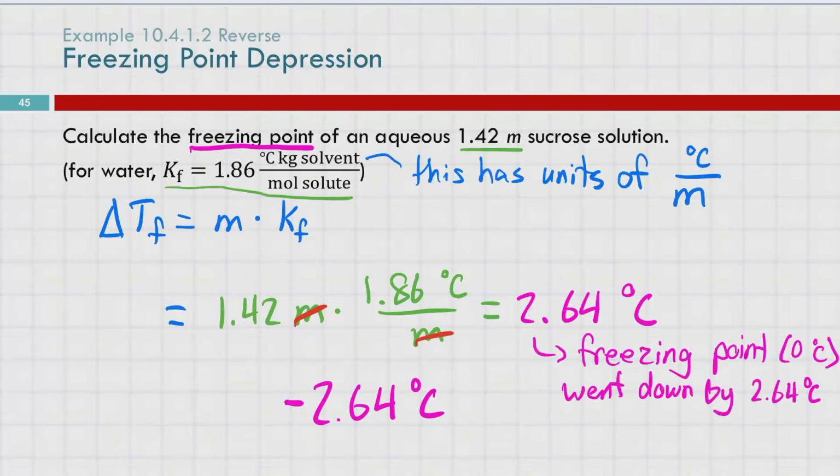Questions? So the calculation part is simple, remembering to change your freezing point to make it negative because it's freezing point depression. That's the tricky part.